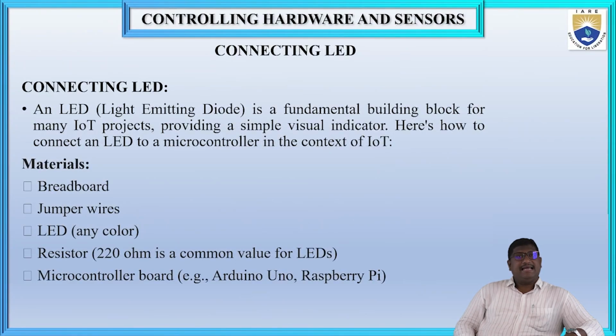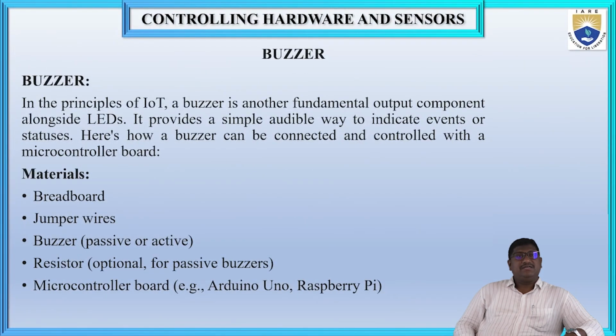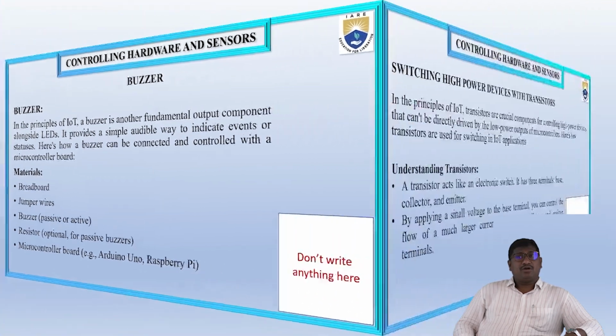Coming to connecting an LED, which is a light emitting diode, a fundamental building block that is going to be connected to the IoT system. The next one is the buzzer, and these are the materials required for connection. We already discussed these things, but again I am giving an overview of the buzzer. A buzzer is another fundamental output component along with LEDs. Here is how a buzzer is connected to a microcontroller port.